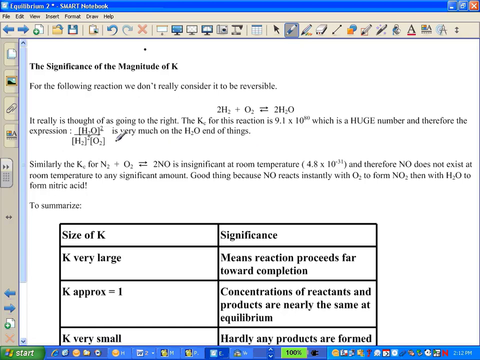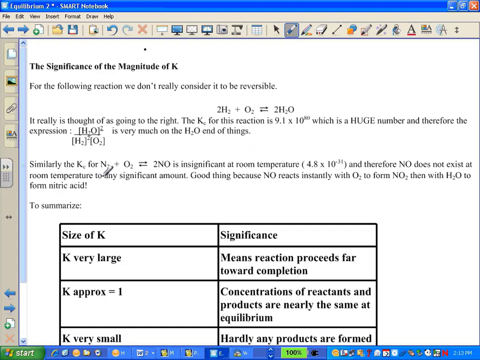If we look at this, the expression that we're dealing with here gives us the relationship of products over reactants. So by seeing that we've got a large K value, we can connect that and see that at equilibrium, the concentration of the products must be significantly higher than the concentration of the reactants. So essentially, this reaction goes to completion, or very, very far to the right. The products are highly favored in this equilibrium.